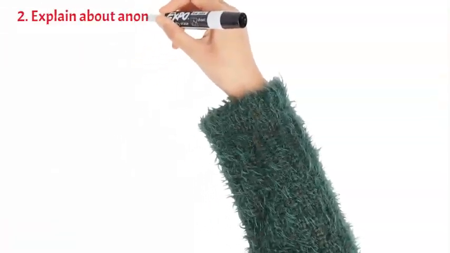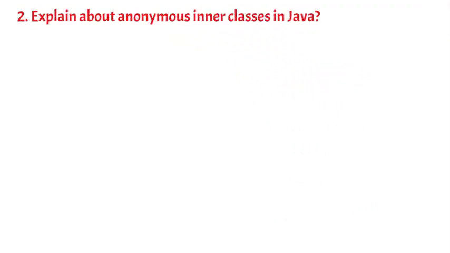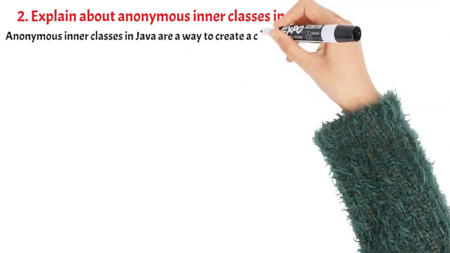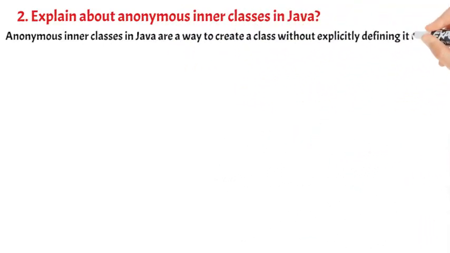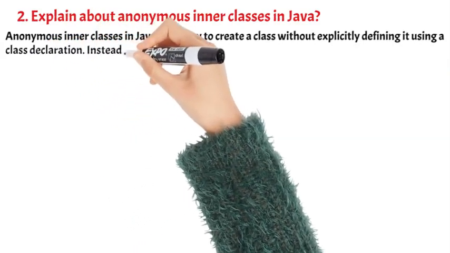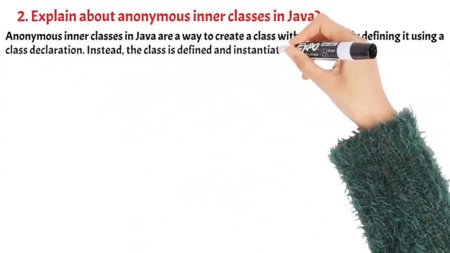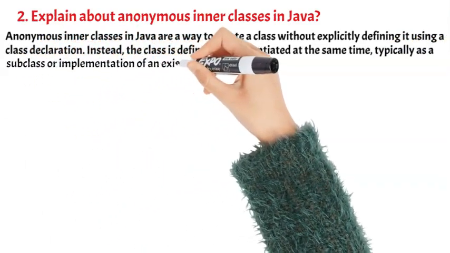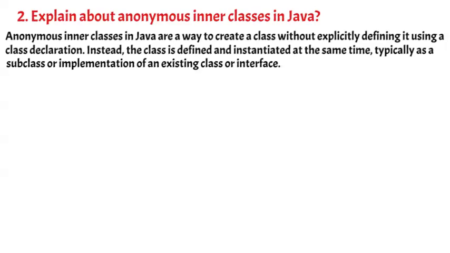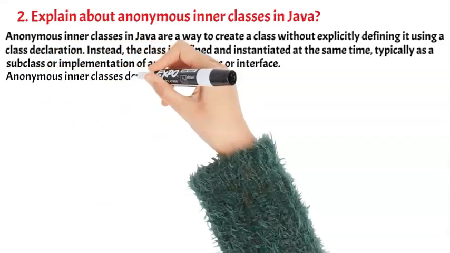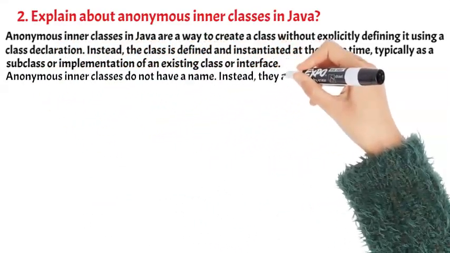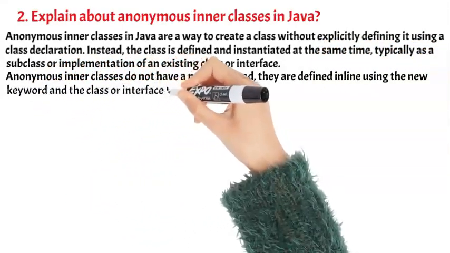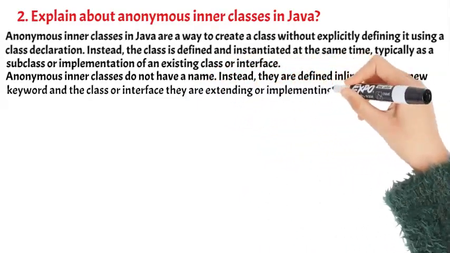2. Explain about anonymous inner classes in Java. Anonymous inner classes in Java are a way to create a class without explicitly defining it using a class declaration. Instead, the class is defined and instantiated at the same time, typically as a subclass or implementation of an existing class or interface. Anonymous inner classes do not have a name. Instead, they are defined inline using the new keyword and the class or interface they are extending or implementing.